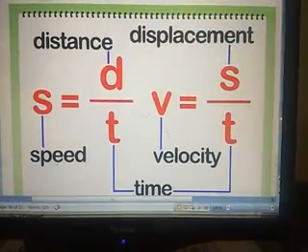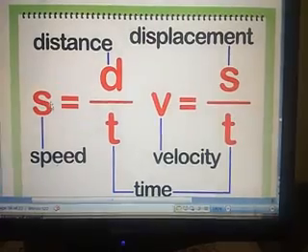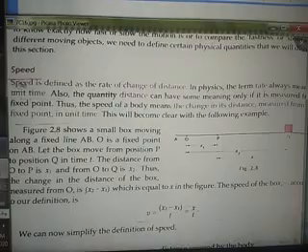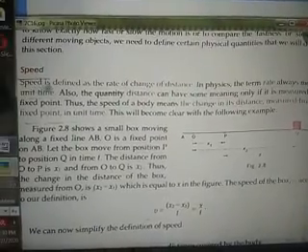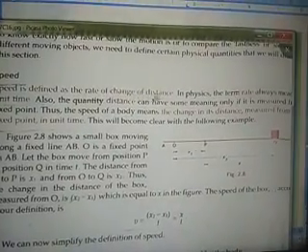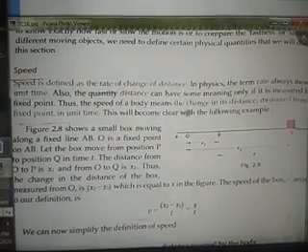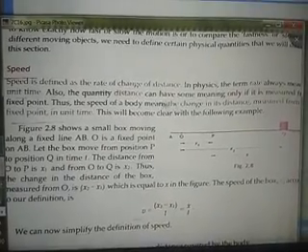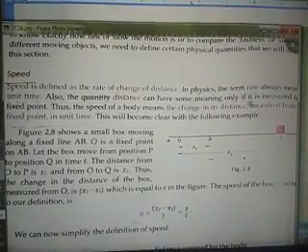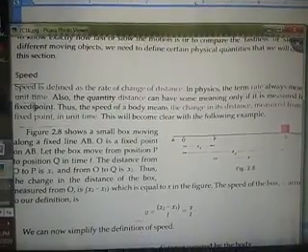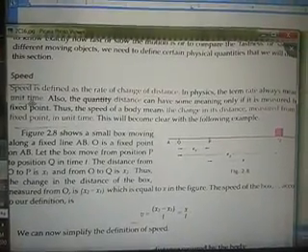So let us learn about speed first. Speed is defined as rate of change of distance, and it is a scalar quantity. What is the meaning of rate here? The term rate means per unit time.